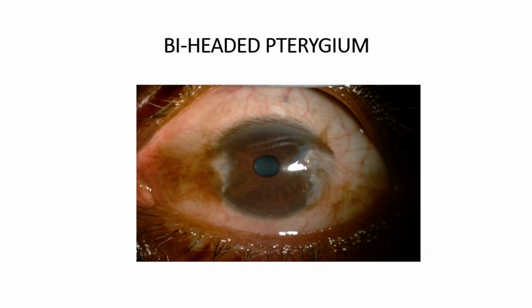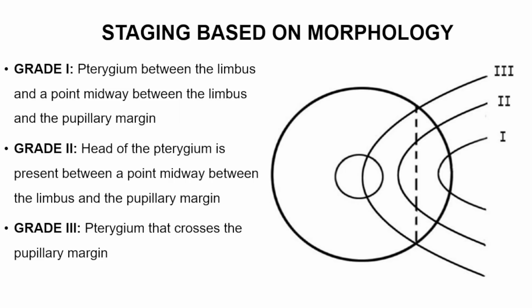Biheaded pterygium. Pterygium may be biheaded in the same eye. It can be unilateral or bilateral, and in the same eye, both nasal and temporal can be seen.